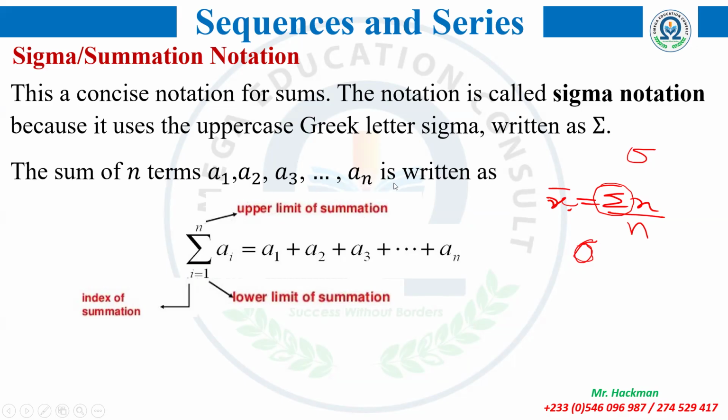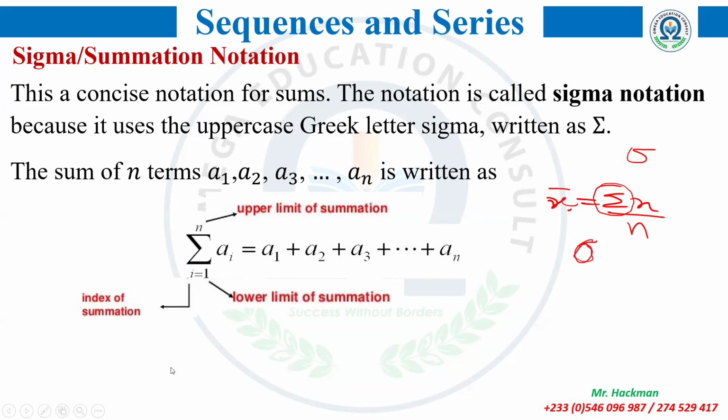This is how you can easily compress or write the sum. So I'm looking at a sub 1 plus a sub 2 plus a sub 3, then plus your ellipsis, then plus a sub n. This is how you write it. It will be the summation of a sub i, where your i starts from 1 and ends at n.